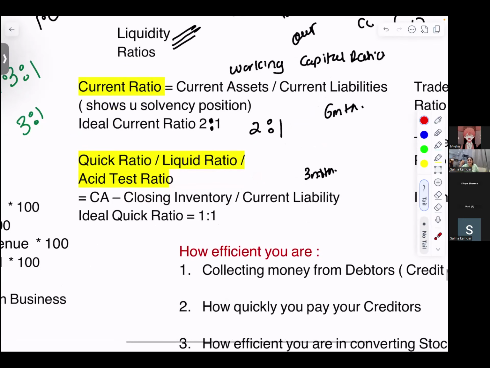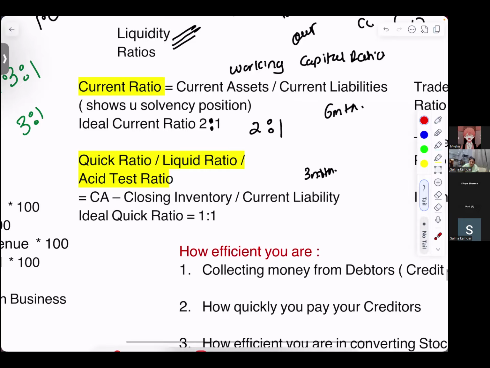Liquid ratio, that means in 3 months of time, what is your solvency position? It is also called quick ratio, or acid test ratio. So what are these three other names? Quick ratio, liquid ratio, acid test ratio.